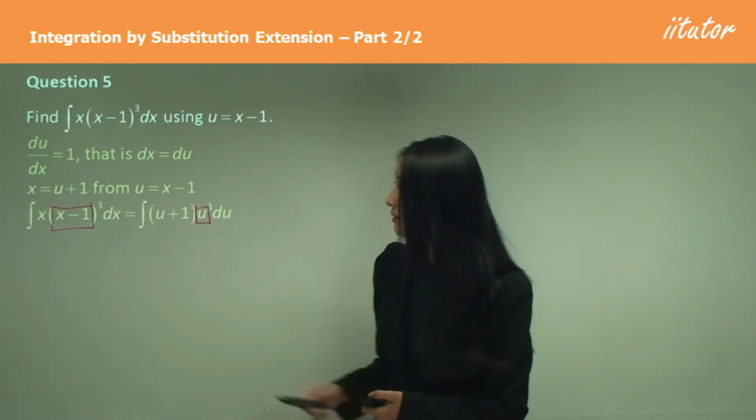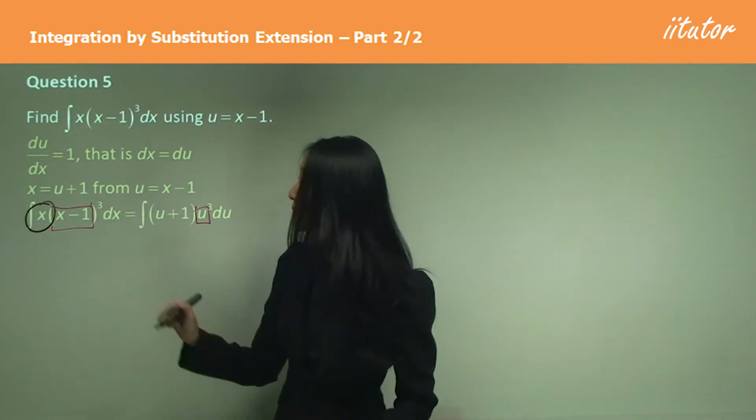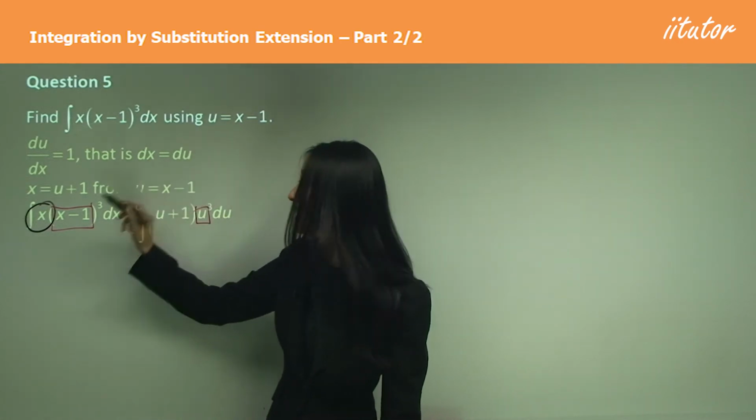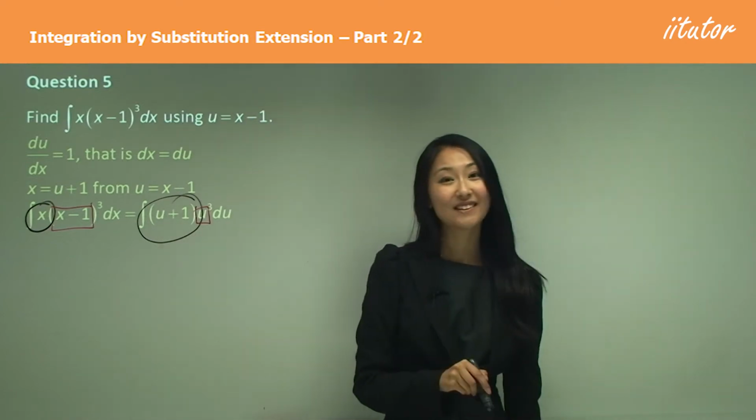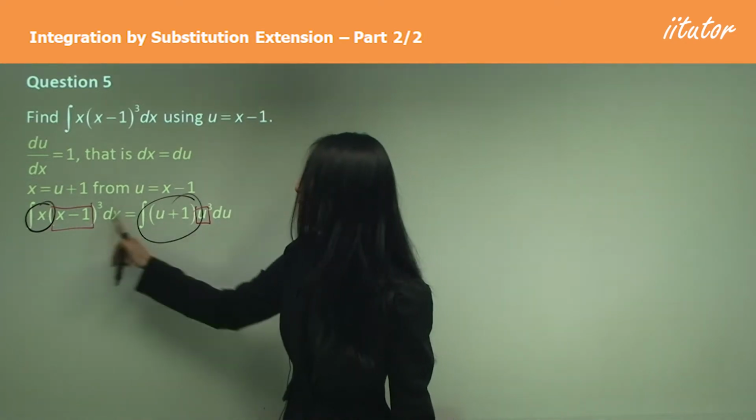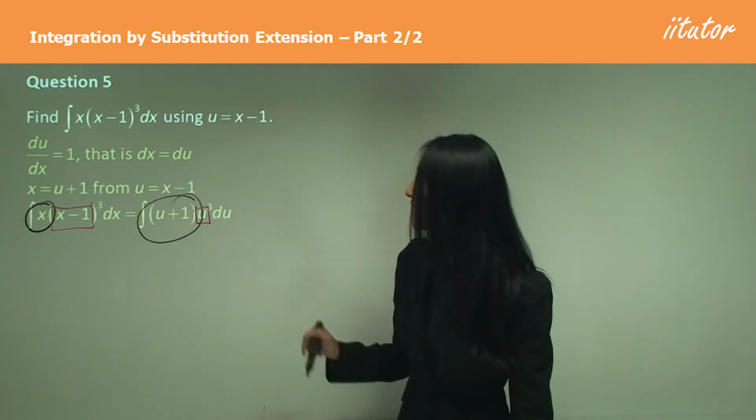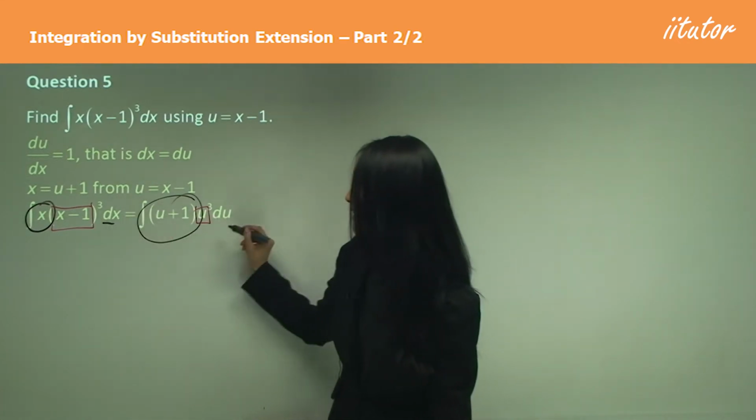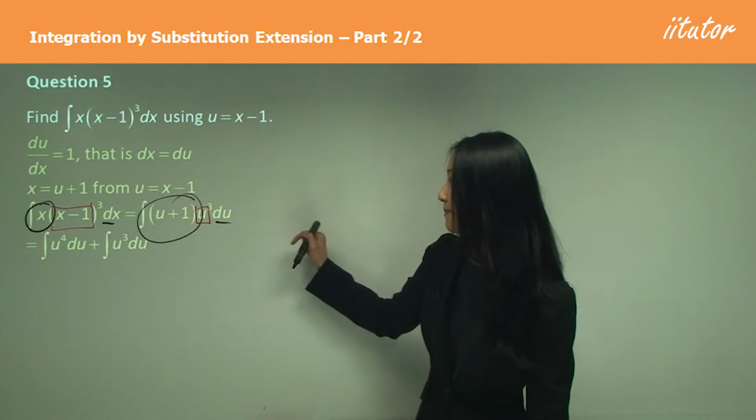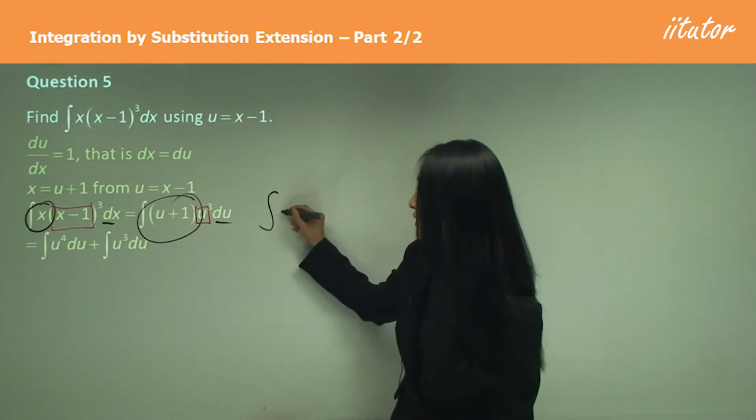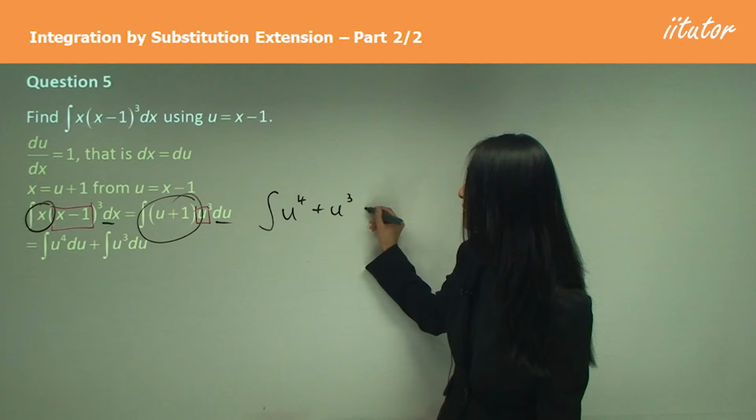Whereas this x over here, because we worked out from rearranging x equals u plus 1, that's given me that there. Can you see that? So this has become u plus 1 and this has become u cubed. And finally, this dx, I can just change straight to du. So now I just expand that. So that becomes the integration of u to the power of 4 plus u cubed du.